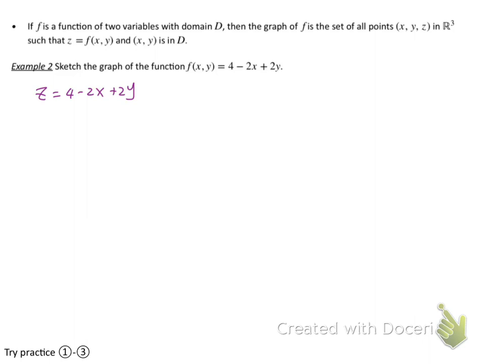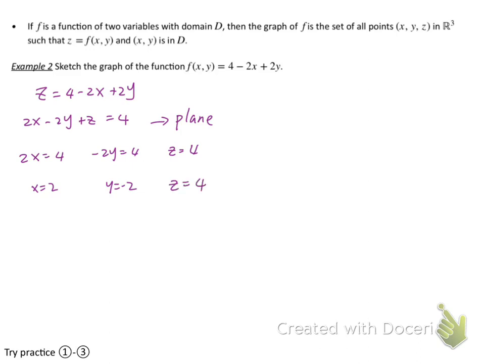So if I put all my letters on the left, it will be 2x minus 2y plus z equals 4. Now see, it is a plane, right? So it is a plane in R3, which means I just need to graph it by finding the intercepts. 2x equals 4, negative 2y equals 4, and z equals 4 are how I find my intercepts. x equals 2, y equals negative 2, and z equals 4.